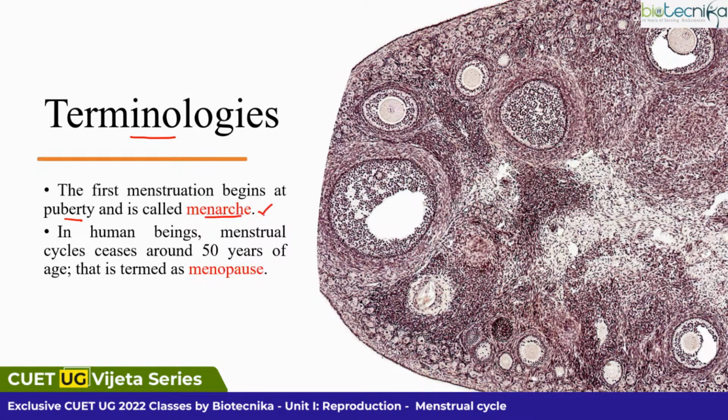So, basically, menarche on an average for females is around 12 years. But again, it can range from around 10 to 16 years. On an average, if a female is 12 years old, the menarche starts. Then another term is menopause.